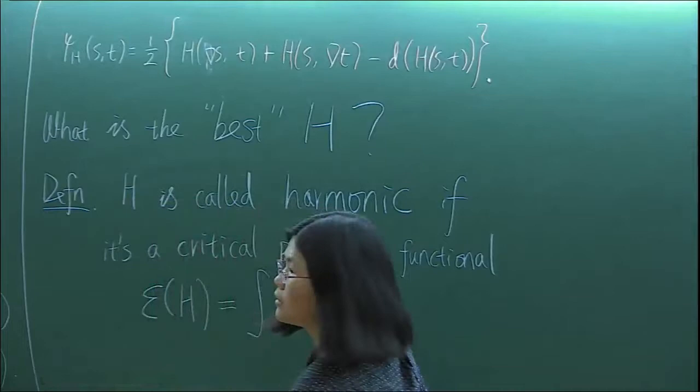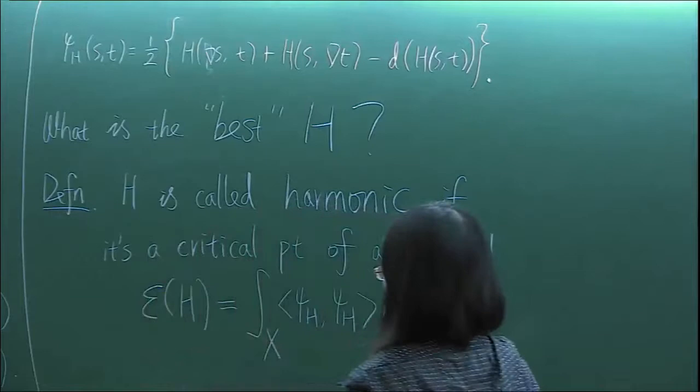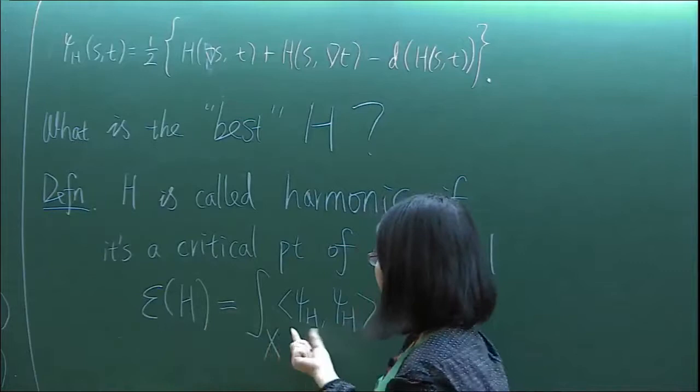So we will see what this definition is. And over X, the volume of X. So you see, if we change H, this square also changes, but we are looking for the critical point.